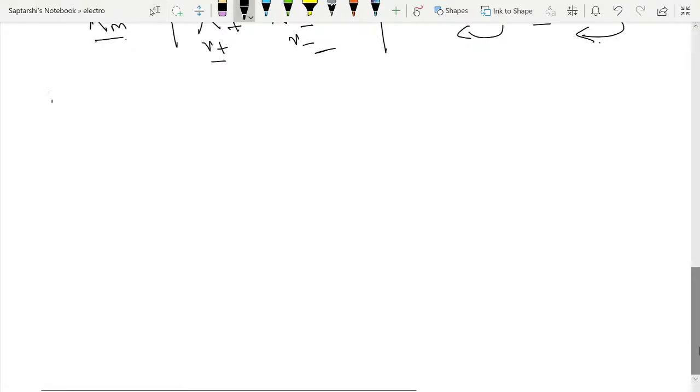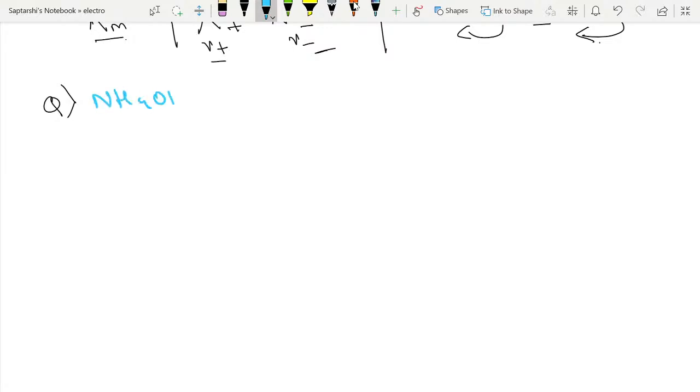Great question. So let me use a different color for giving the question. I think I should use blue color. Great. So calculate the molar conductance of NH4OH. Calculate this at infinite dilution. What will be this? So this is our question.